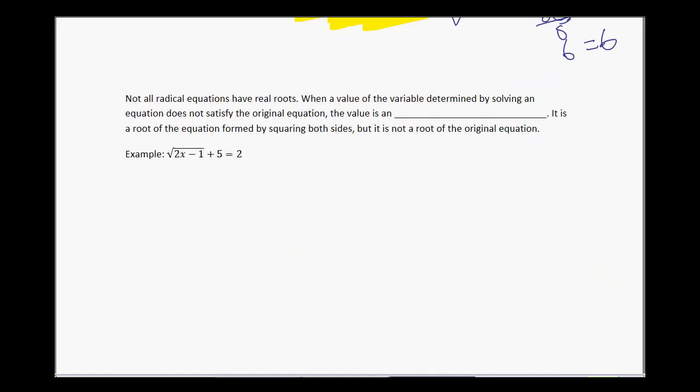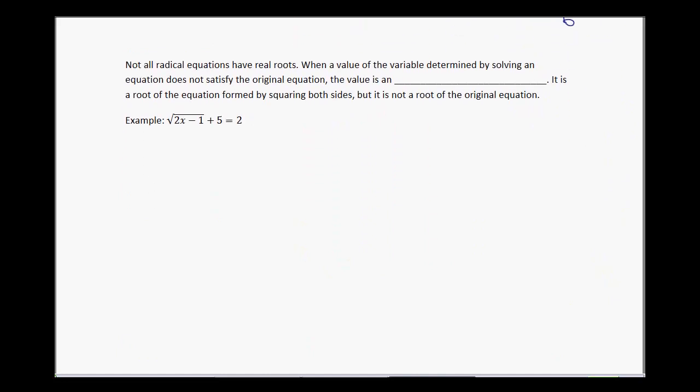So, not all radical equations have real roots. When a value of the variable determined by solving an equation does not satisfy the original equation, the value is an extraneous root. It is a root of the equation formed by squaring both sides, but it is not a root of the original equation. So that is why we always check that our solution works for our original equation, because sometimes it doesn't. Let's look at this example here.